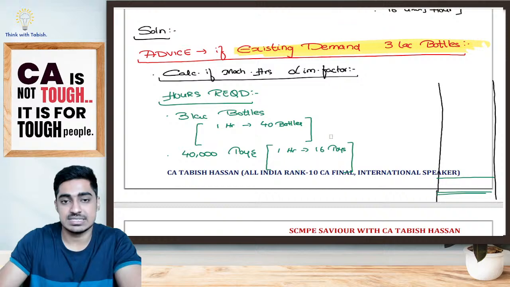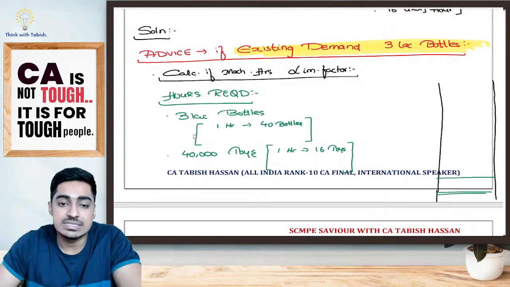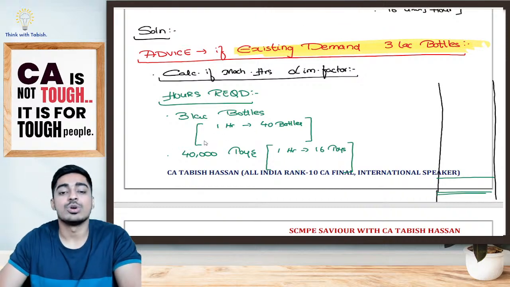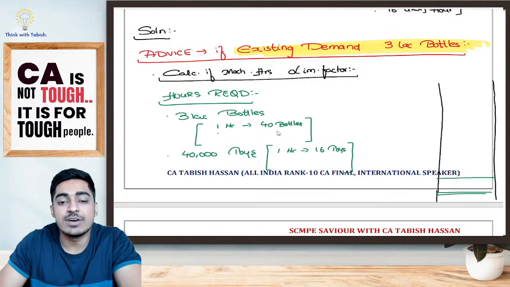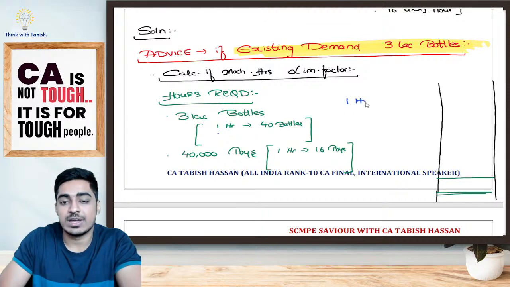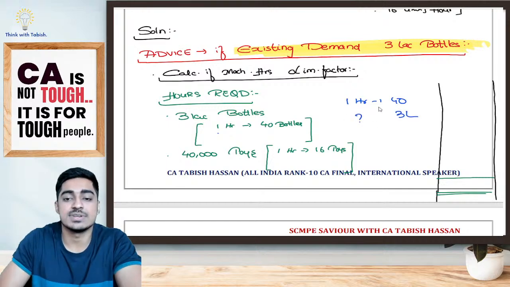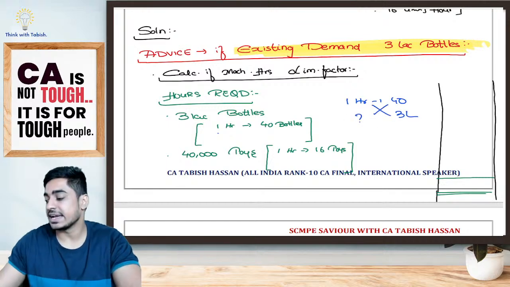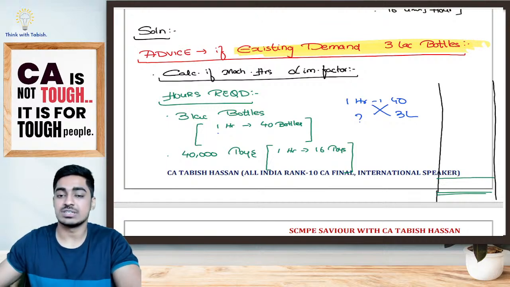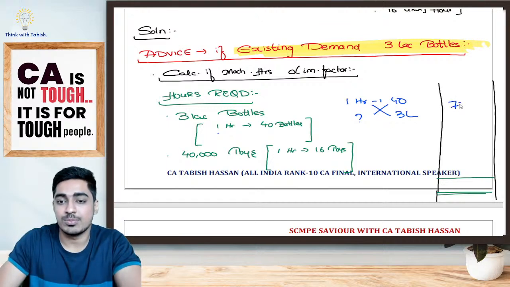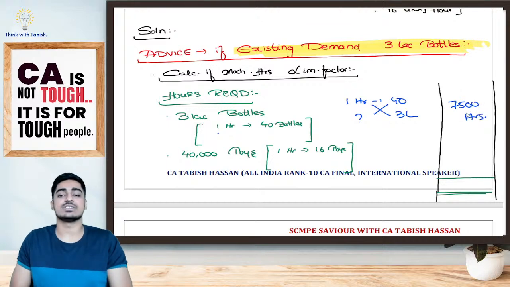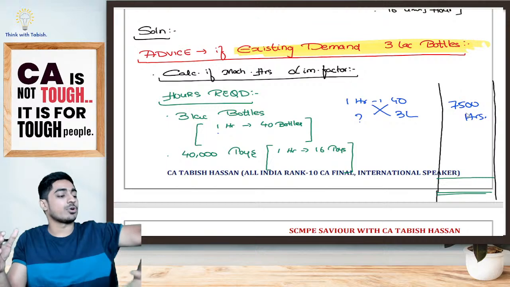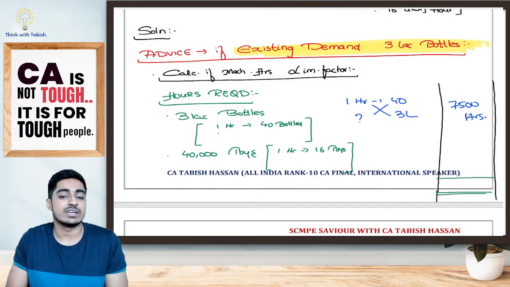Let us look at this. We want 3 lakh bottles. Okay, 3 lakh bottles we have to produce. What is the question telling? If we work for 1 hour, 40 bottles can be produced. So for 3 lakh bottles, how many hours are required, students? It is 3 lakh divided by 40. 7,500 hours are required for bottles. Total 10,000 hours are there. For bottles, 7,500. Extra 2,500 hours we have.